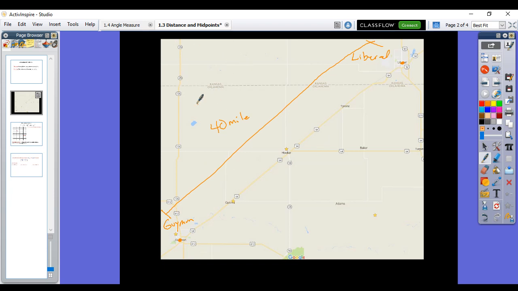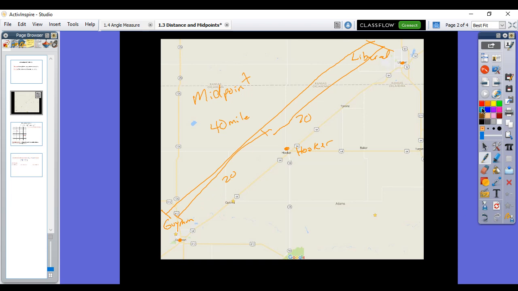Now, when we talk about midpoint, what is the midpoint? We're saying, hey, what is 20 miles from Gaiman? 20 miles. And what is 20 miles from Liberal? You're right. It is Hooker. Hooker is the midpoint of Liberal and Gaiman.